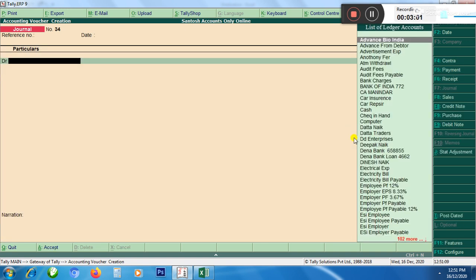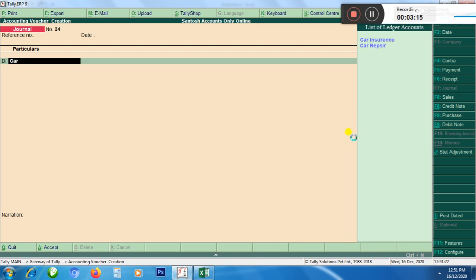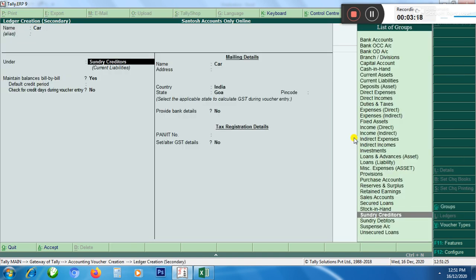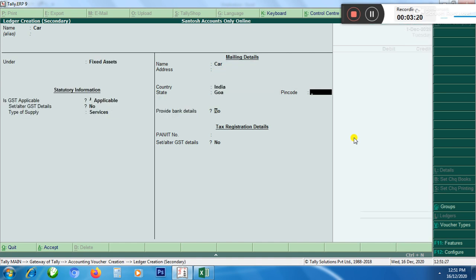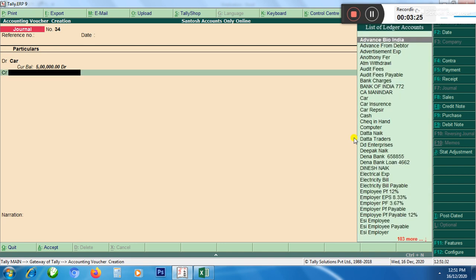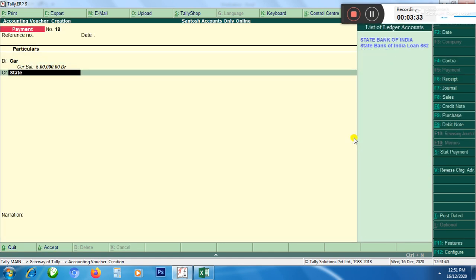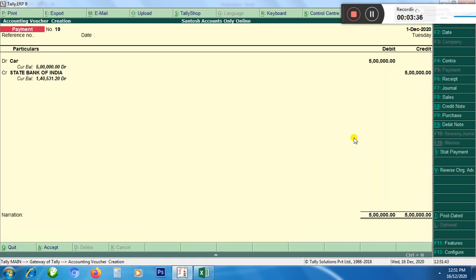Similarly, I purchase one car, car account debit, on 1st of December only. The car account is not there, so create it under fixed assets, worth 5 lakh. And credit what? I'll just pass the payment directly because there is no party here. So car account debit, credit State Bank of India. So these are the assets we have purchased.